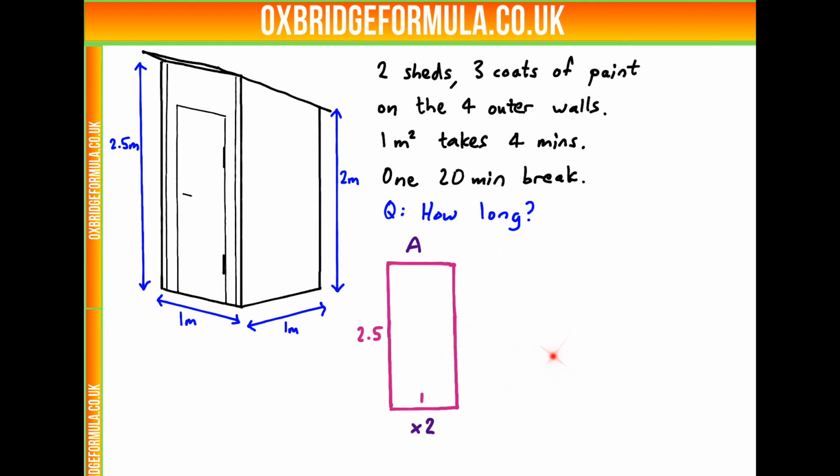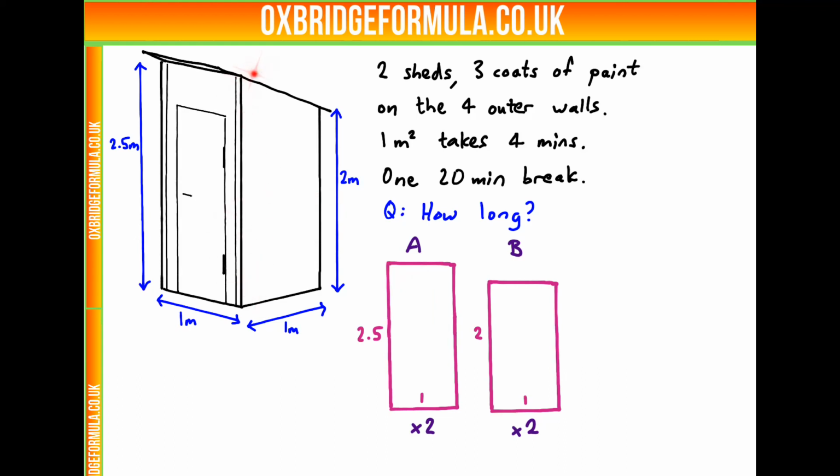Then what other types do we have? So there's a similar looking wall at the back, but this is only 2 meters high because of the slope of the roof. That rectangle looks like this, and again, we have 2 of them because we have 2 sheds, and there's only 1 back wall on each one. Then what else is going on?